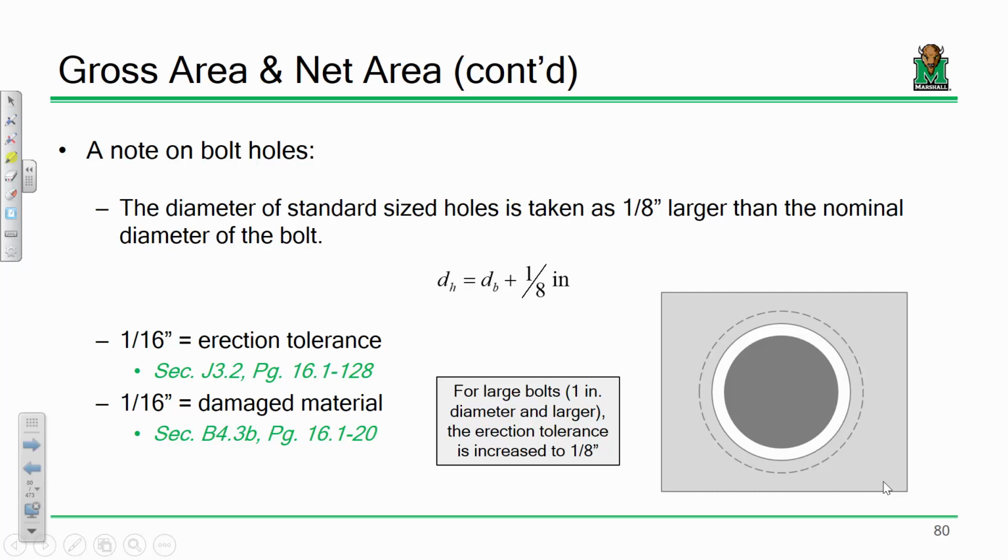So whenever we look at a steel section, when we compute the hole diameter, we take the bolt diameter and we add 1/8 of an inch. What we're really doing is adding a 1/16 twice. One for the fact that the hole is actually bigger, or what I'm calling erection tolerance, and one is for the fact that that little lip of material is somewhat damaged and not really effective in transferring stress to the section as a whole.